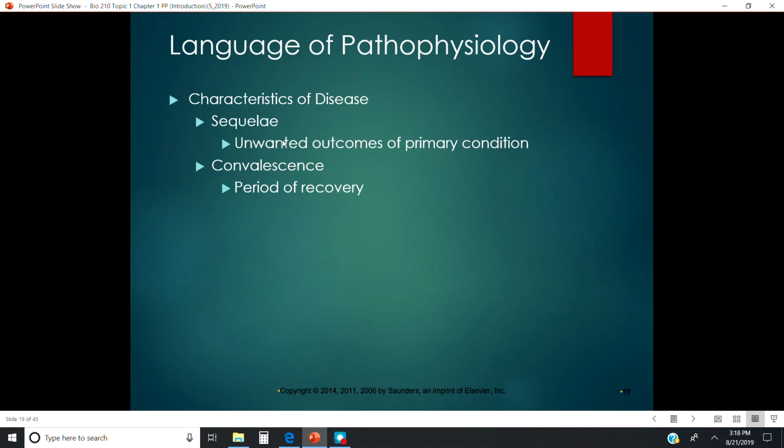Okay, a sequela. This is an unwanted outcome of a primary condition. So this is something that happens as a result of a condition. A good analogy here would be, let's say somebody has a stroke, and now they have permanent paralysis, or permanent inability to speak properly, that type of thing. So this is an unwanted outcome of the stroke. Convalescence refers to the period of recovery. So that's a nice easy one.